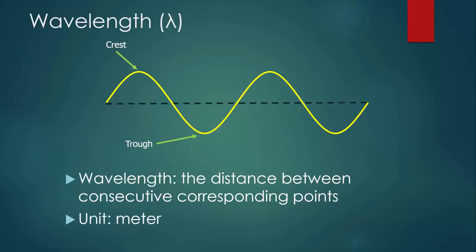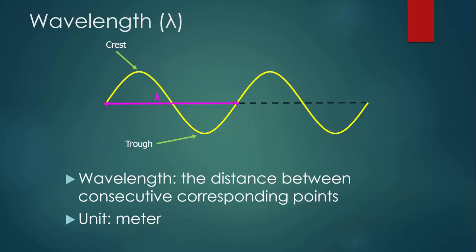So corresponding points are two points that match. They're identical points on neighboring oscillations in the wave. Right? That's what consecutive means, one right after another, so neighboring. There are literally an infinite number of places we could label or measure the wavelength. There are a few that kind of make the most sense.